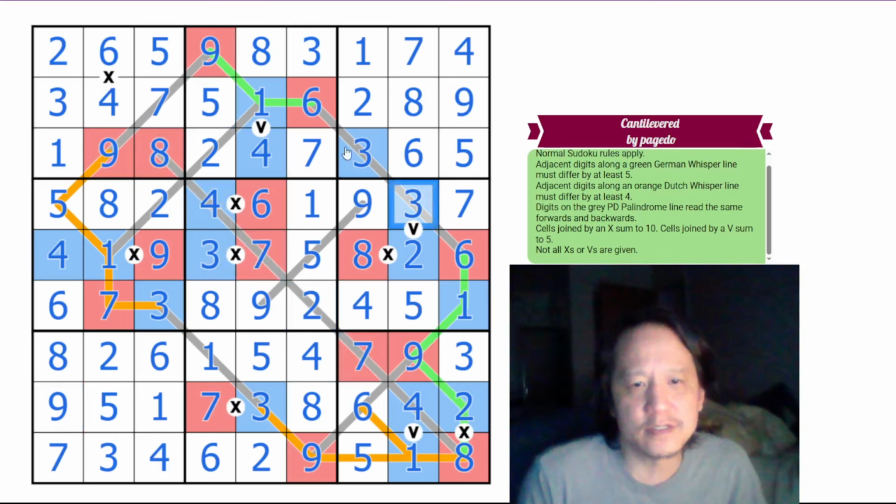I misread this line. So I thought that this was continuing on as a palindrome line when it wasn't. So that was incorrect, and that's why I led to the wrong solution.